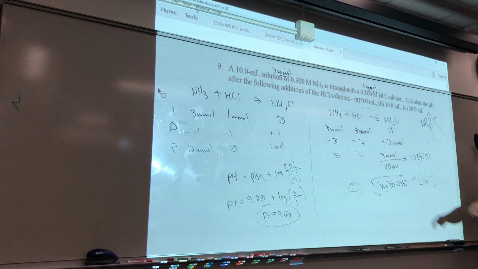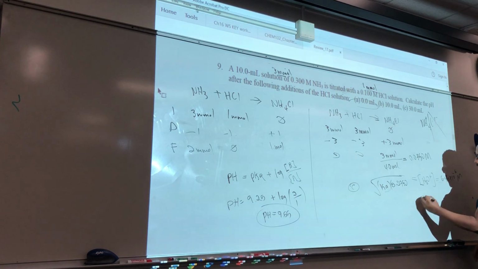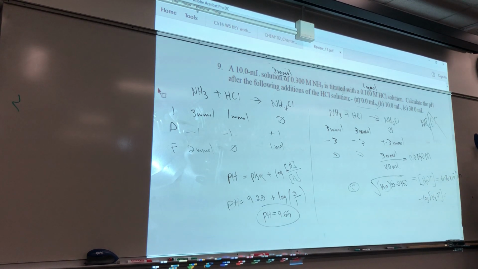So we would do a full ICE table. You would plug in this as your initial value, you would subtract x, and the other ones would gain x. You would then do the whole thing, where you figure out the x squared. This is pretty quick now. So what is the H3O+? That is equal to 6.46 times 10 to the -6. Then the negative log of that would be 5.19. Yeah, we do the negative log of our concentration of H3O+, which means 5.19.